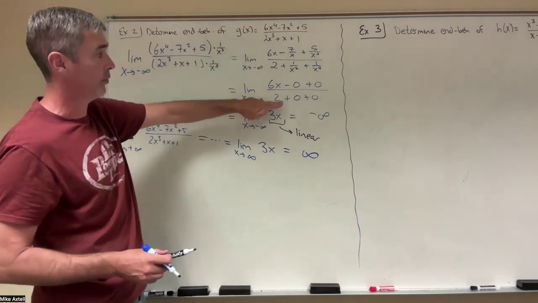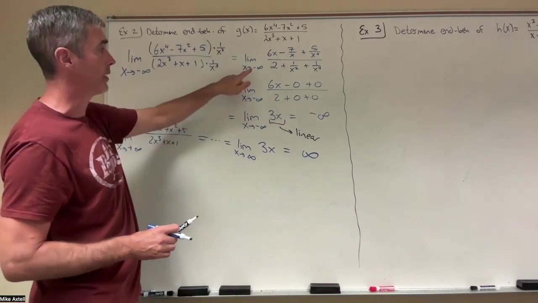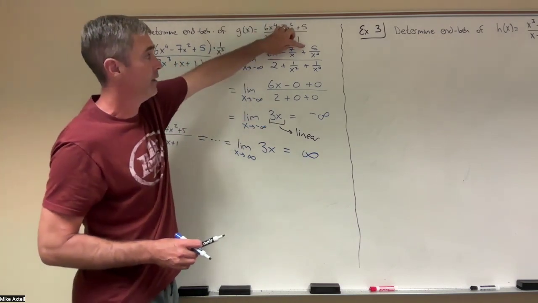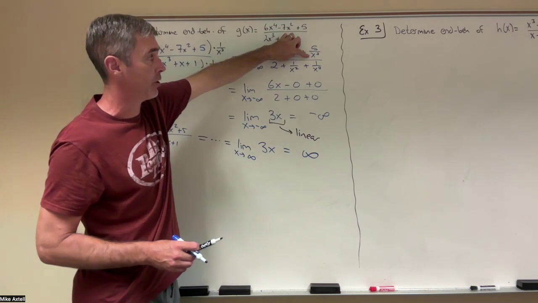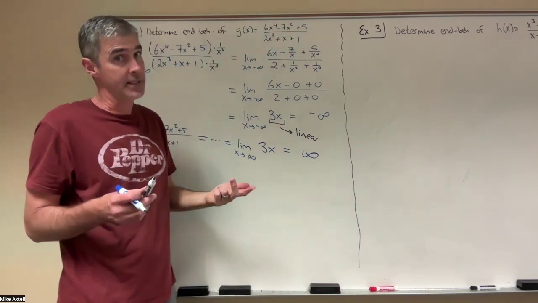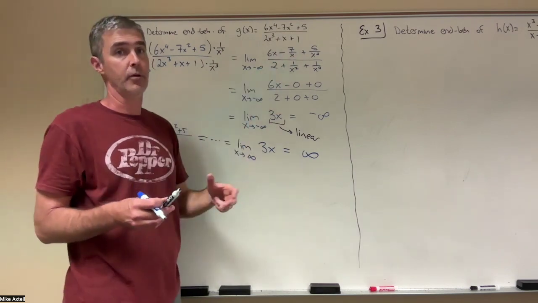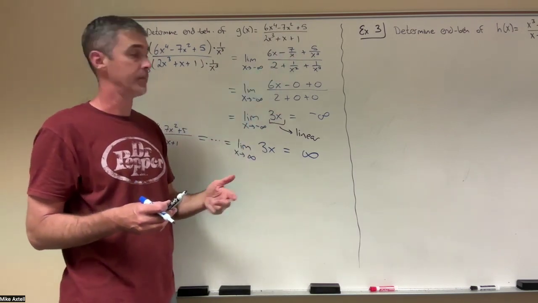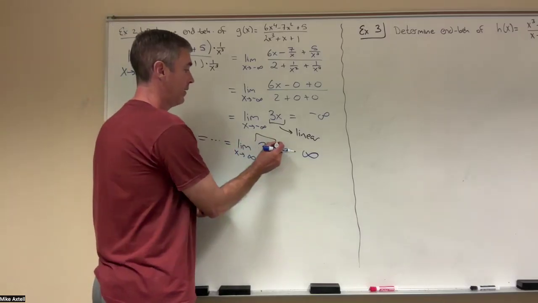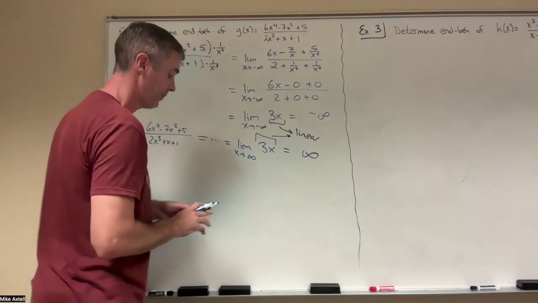So everything through here was exactly the same, whether I plugged in negative or positive infinity. Because 5 over a large positive number cubed is 5 over huge positive, and that's a tiny positive number, really close to 0, so I'll call it 0. And again, I'm seeing linear.